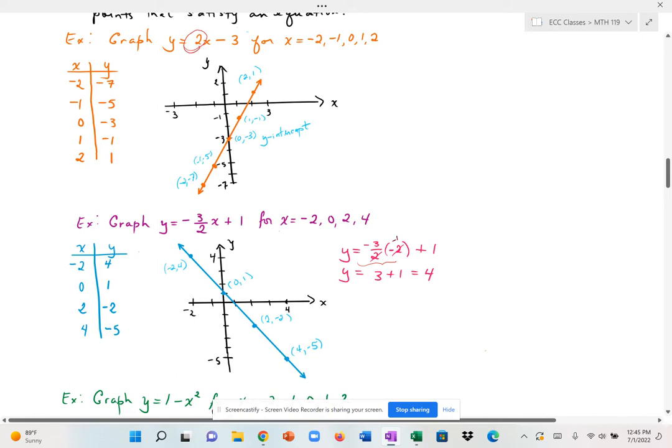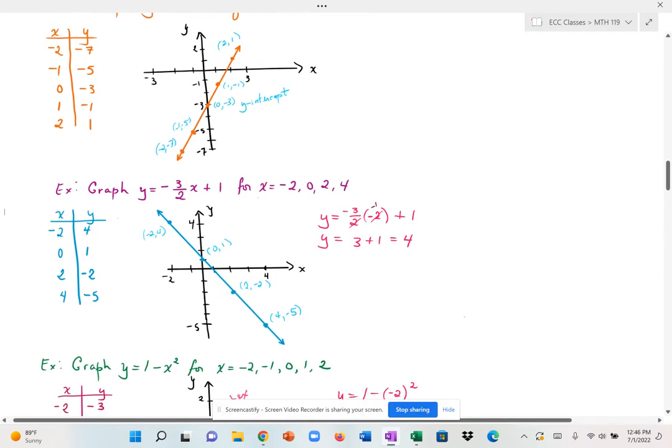In the first example in orange, the slope is positive, therefore the line goes up from left to right. And in this example, my slope is negative, therefore the line is going down from left to right. And that will be consistent anytime you graph the equation of a line in the form y = mx + b. The m will determine the direction that the line is going in.